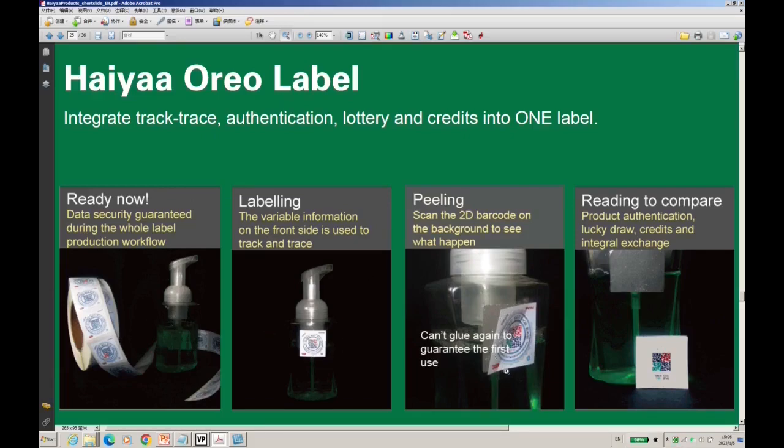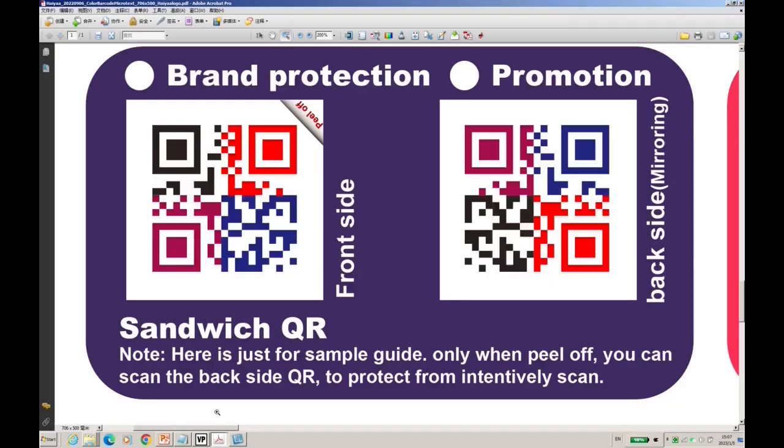They peel off the front label. At the back side of this label, there's another piece of information. Here is a colorful QR and the color authentication code. The special thing is that this QR code and the front side QR code are totally matched and printed in one pass. The PDF file is produced by Haiyaa and printed using HP Indigo. Only when peeled off can you scan the backside QR, which protects against intentional scanning.